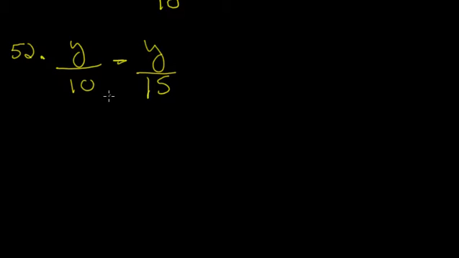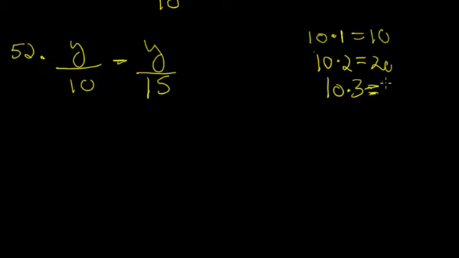So 52 says y over 10 minus y over 15. So I want some number that the denominator can be. There's a couple ways. I could multiply them both and I'd be working with 150. And that means I'd have to simplify it. What we can also think of as 10 times 1 is 10. 10 times 2 is 20. 10 times 3 is 30. And 10 times 4 is 40, and so on.